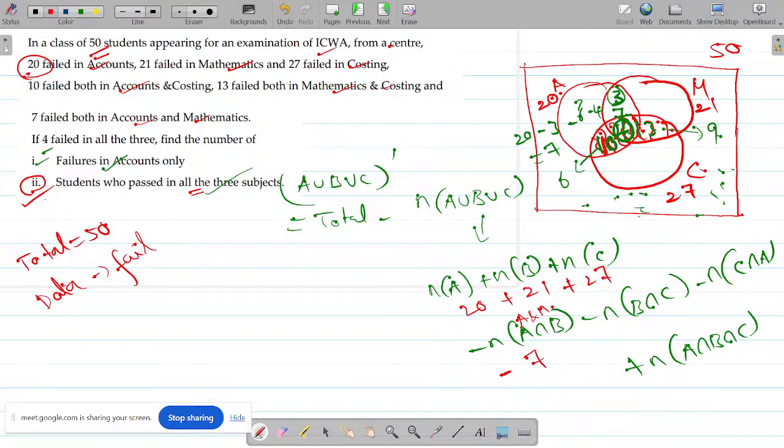7. See, this 3 is because I'm removing 4. That's why it's 3. So here 7. Minus B intersection C. That's math and costing, 13. You should not take 9. 9 is very much common to M and C, but we are talking about B and C together, so I'll take the common region also. Minus 6 or 10. Plus 4. So can I get the final one?